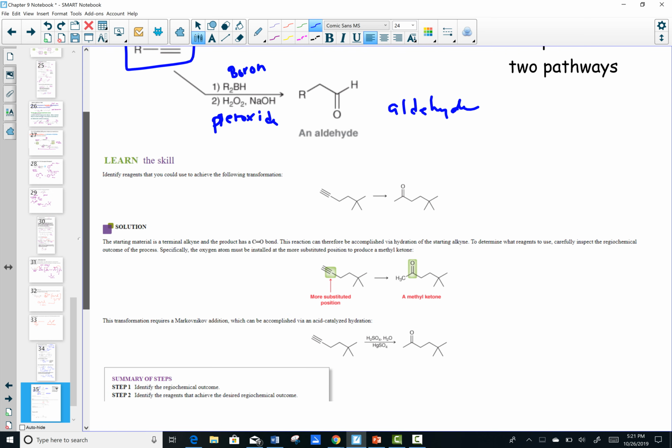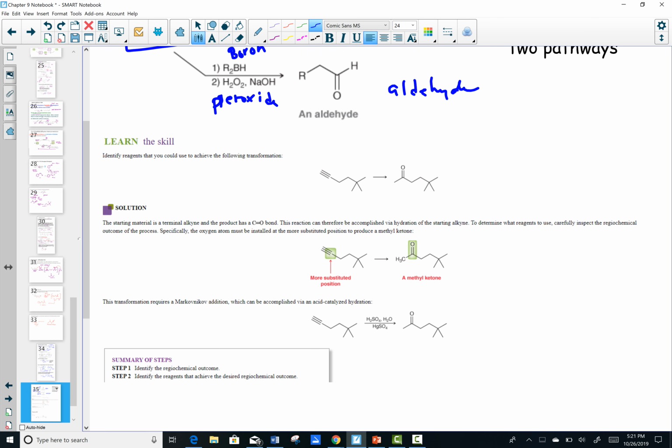I wanted you to spend time with this particular skill just to achieve some transformations. We're just asked to identify the reagents that you'd use to achieve the following transformations. And all it's giving you is really an opportunity to practice recognizing the terminal alkyne that goes to a ketone. I know that we will use acid catalyzed hydration in the presence of mercuric sulfate, or mercury(II) sulfate.